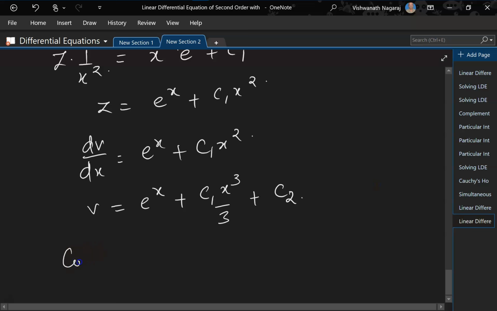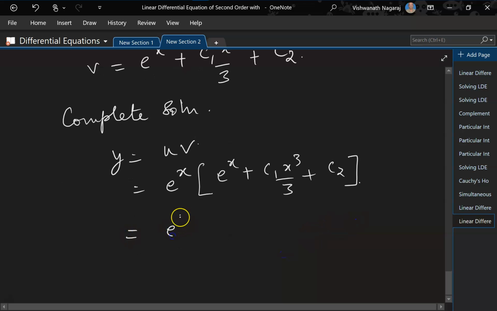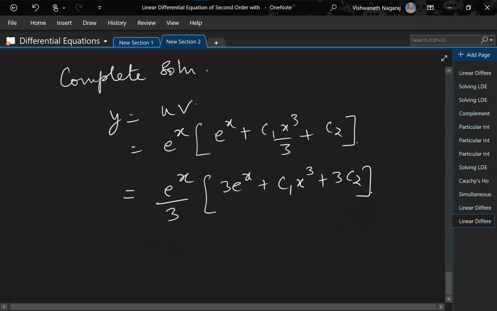So our complete solution would be, remember, y is equal to uv. So u is actually e to the power of x, times v, which is e to the power of x plus c1 x cube by 3 plus c2. And what we can do is take e to the power of x by 3 out. So this becomes e^x over 3 times (3e^x plus c1 x cube plus 3c2). Okay, so this is our full solution.